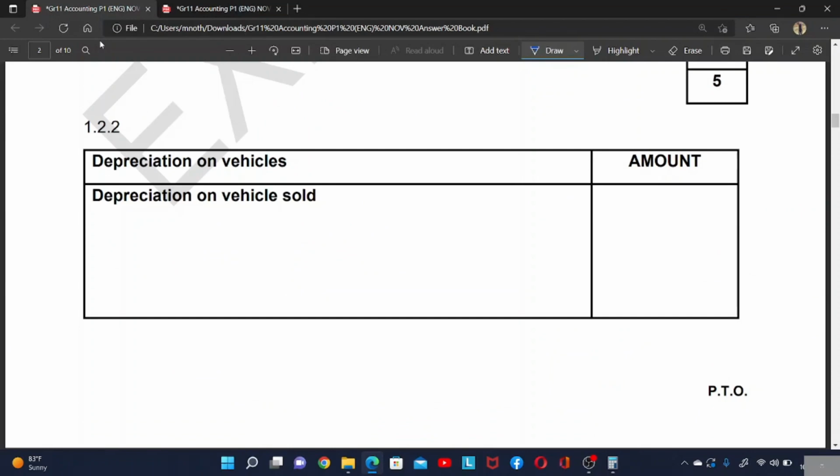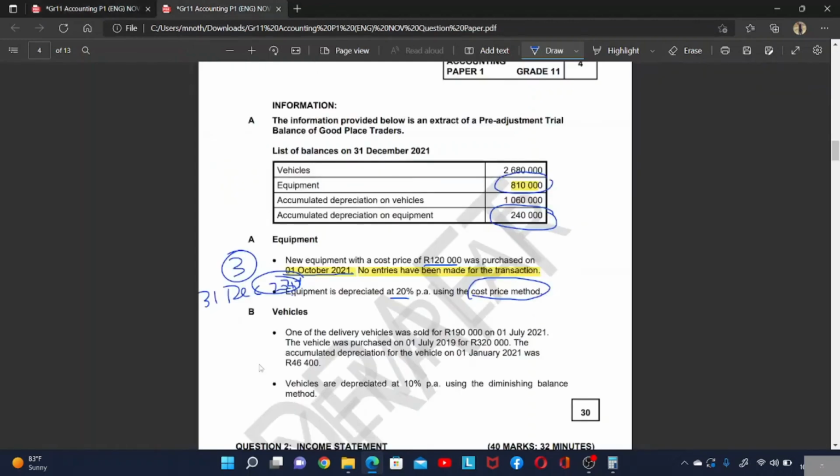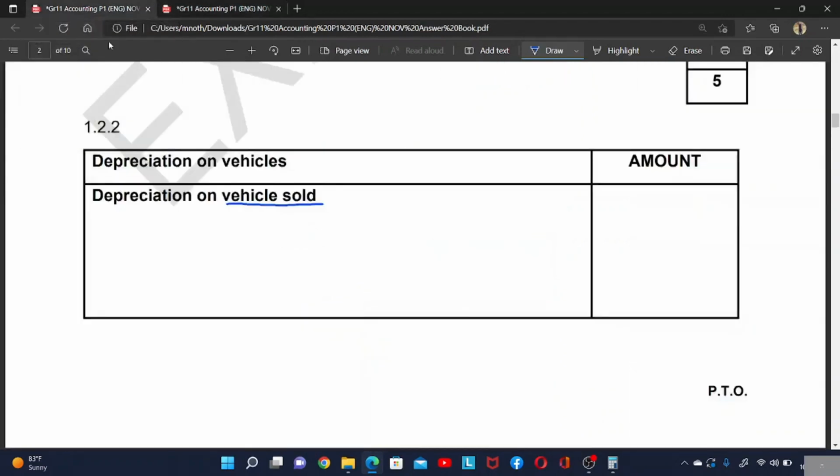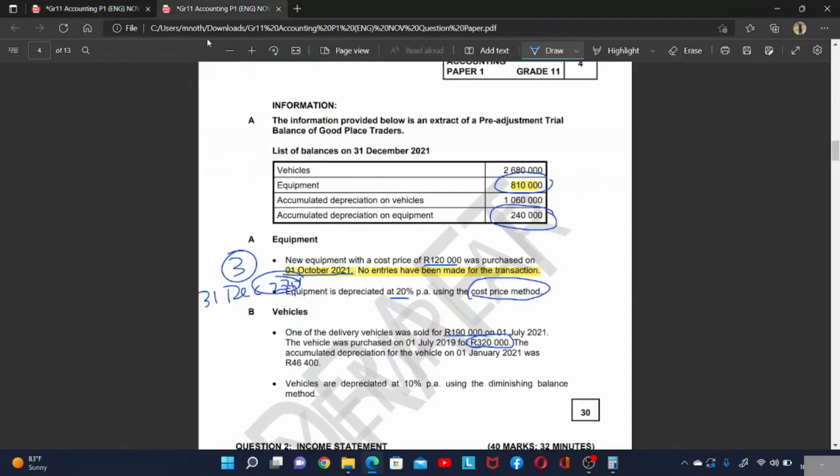Depreciation on the vehicles. Depreciation on the vehicle sold. What are they saying about the vehicle sold? One of the vehicles was sold for 190,000 on 1 July 2021. The vehicle was purchased on 1 July 2019 for 320,000. So this is the cost price of this vehicle. The accumulated depreciation for the vehicle on 1 January 2021 was 46,400. So at the beginning of the year, the accumulated depreciation was 46,400.